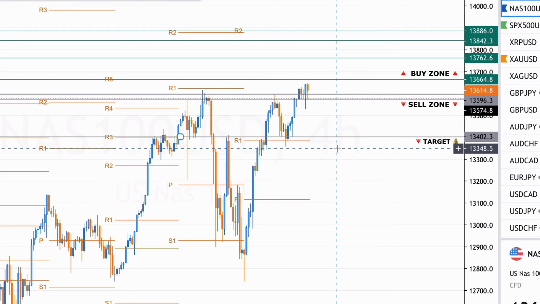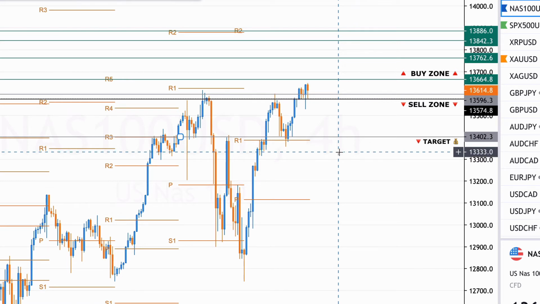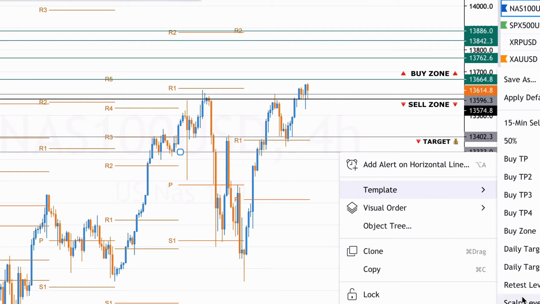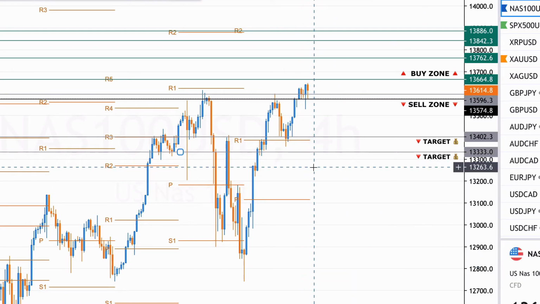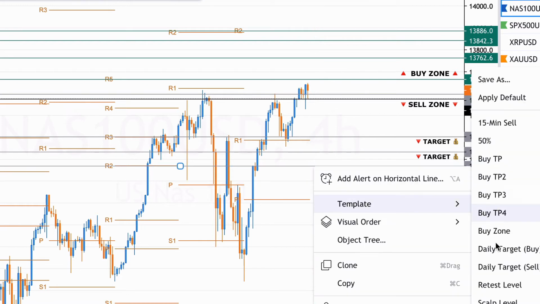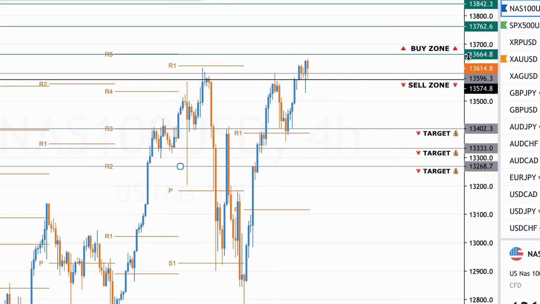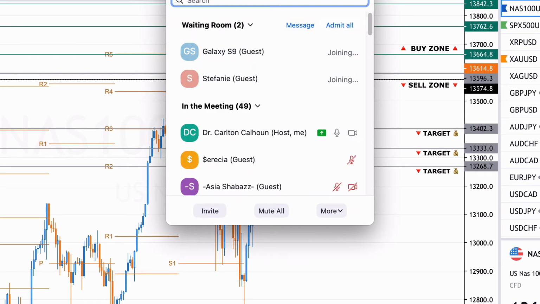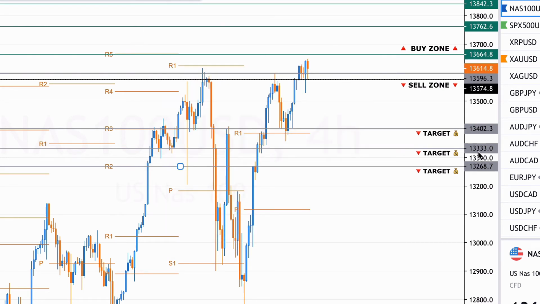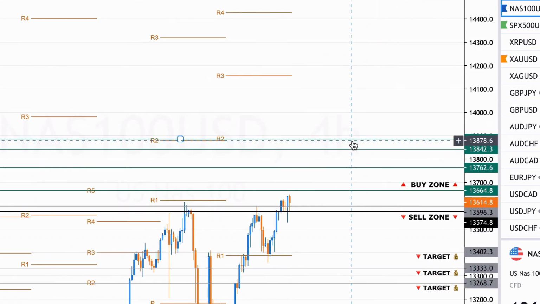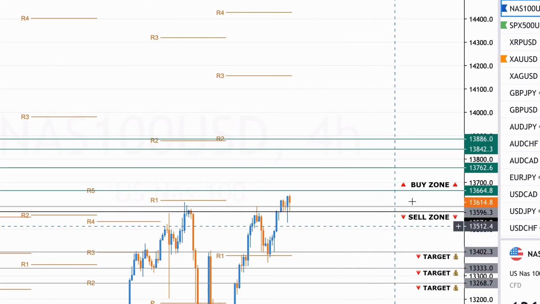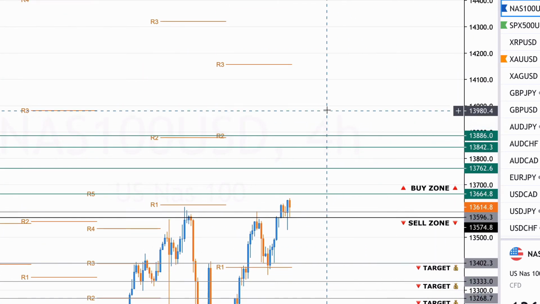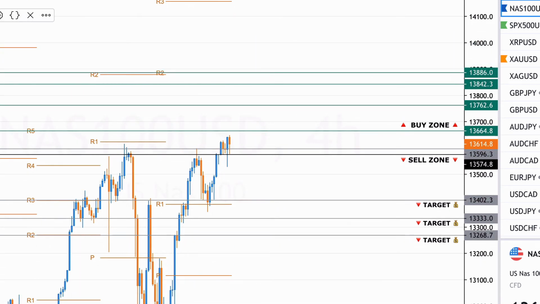And we can start taking partials along the way. Notice I'm targeting pivots. NAS tends to make bigger moves. That's why you'll see targets that we have set up and price will be way above or way below. That's okay. You don't need it all. You just need a little bit.